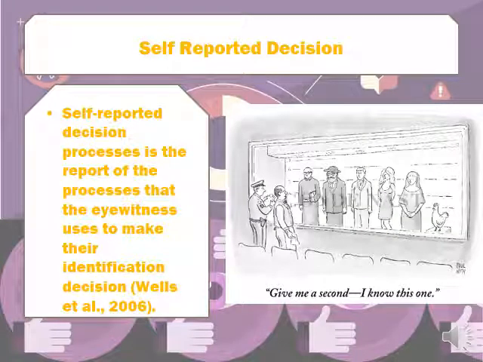The last one, self-reported decision processes. This is the reported process that the eyewitness uses to make their identification decision. You're looking at what processes they're using, what belief system they utilize within their own lives in terms of how they structure their lives, not so much their religiosity, but rather their upbringing. They're utilizing all these different things to make an identification decision.